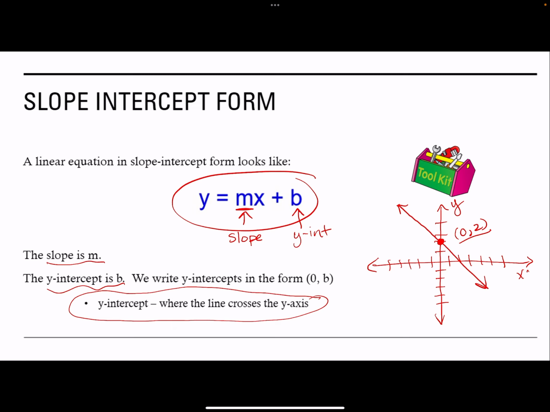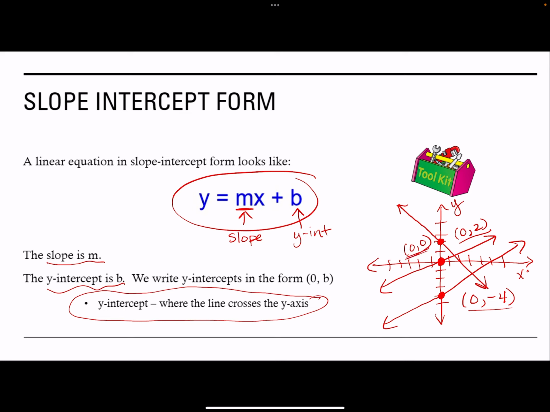Let me draw another line. Where does it cross the y-axis? Right down here. This is the point. X value is 0, -1, 2, 3, 4. So 0, -4. There's the y-intercept, right? How about this? There's another line. Where's the y-intercept? Crosses right here. That's the point, 0, 0.